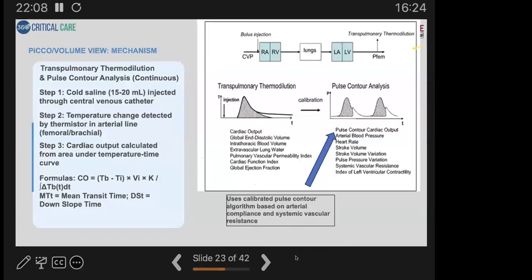It uses a calibrated pulse contour analysis algorithm based on the arterial compliance and the systemic vascular resistance, and the beat to beat arterial pressure waveform is analyzed to calculate the stroke volume. That is the reason we need this calibration, so that the waveform correctly indicates the cardiac output with respect to the reference value which we obtained during transpulmonary thermodilution.